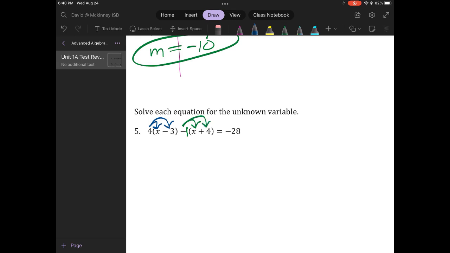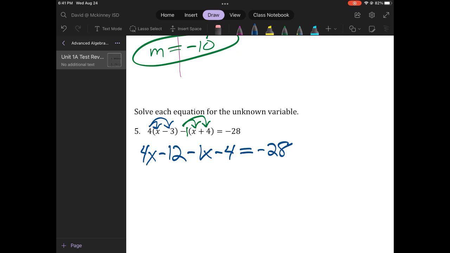As I do this math out, I take the 4 and I multiply it times the x, and I get 4x. I take the 4 times the negative 3, I get negative 12. Now I'm going to do the next distribution. Negative 1 times x is negative 1x, and negative 1 times 4 is going to be negative 4. Now I make sure to draw my equal sign, and I bring down my negative 28, and I'm ready to combine like terms.